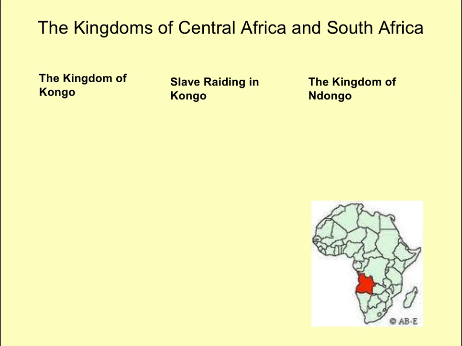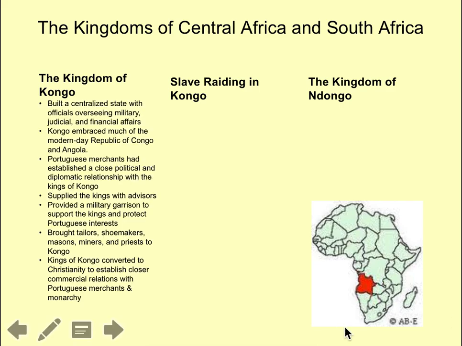Right here, in South Central Africa, we see the kingdom of Congo. Again, they built a centralized state with officials overseeing military, judicial, and financial affairs. So again, similar to the Songhai, they had a pretty well-organized government. The Congo embraced much of the modern-day Republic of Congo and Angola, and the Portuguese merchants had established a close political and diplomatic relationship with the Kingdom of Congo.